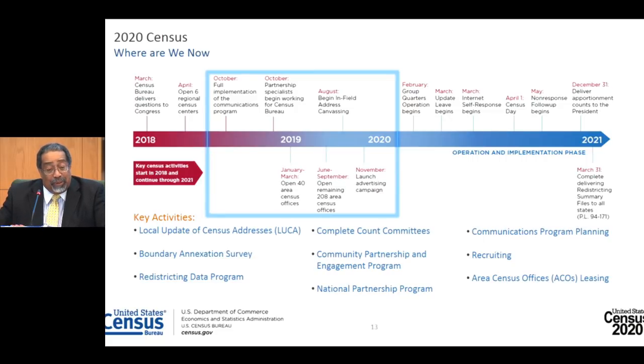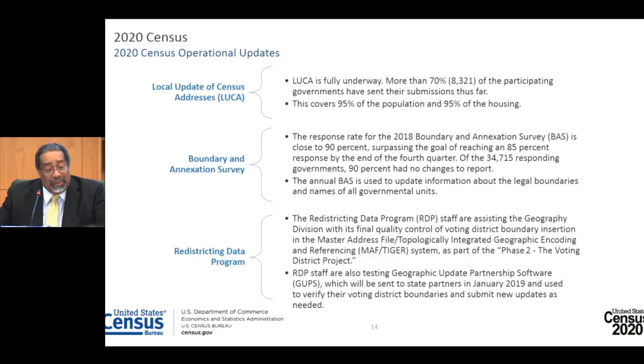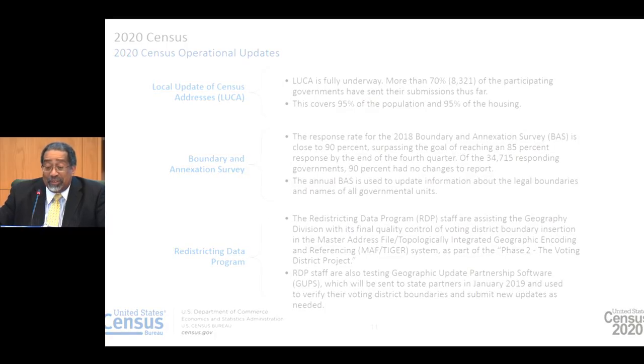The redistricting data program staff are assisting the Geography Division with its final quality control of voting district boundary insertions into our Master Address File Topologically Integrated Geographic Encoding and Referencing system. It's easier to say MAF-TIGER. As a part of phase 2 of the voting district project, the RDP staff are also testing Geographic Update Partnership Software, which we call GUPS, which will be sent to state partners in January 2019 to verify their voting district boundaries and submit new updates as needed.